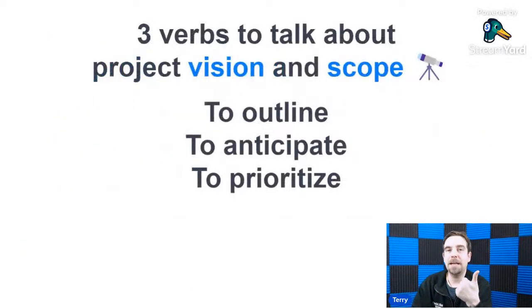So again, let's look at the 3 verbs again, just very quickly. To outline is to describe or to show. Past tense is outlined. To anticipate is to expect, to foresee, right? Anticipated is the past tense. Prioritize, so get the pronunciation, prioritize, and then in the past is prioritized.